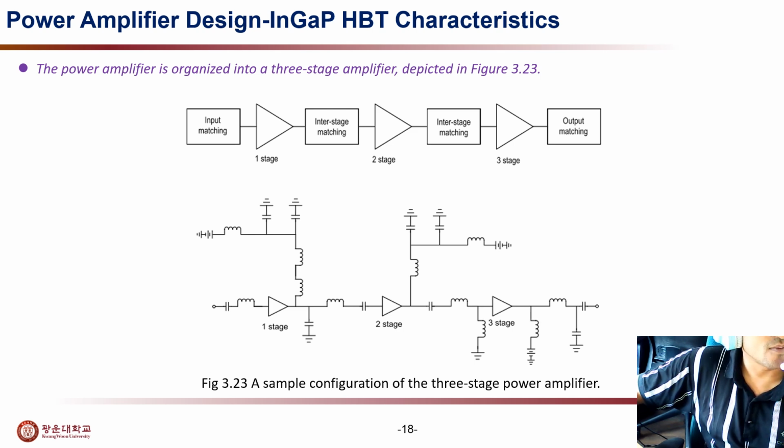And this is a simple configuration of the three-stage power amplifier. There is stage 1, stage 2, stage 3, and before stage 1 there is an input matching, then interstage matching, then again interstage matching, and finally output matching. This is the block diagram, and the same thing is shown with a schematic configuration: stage 1, stage 2, and stage 3, and all are power amplifiers.